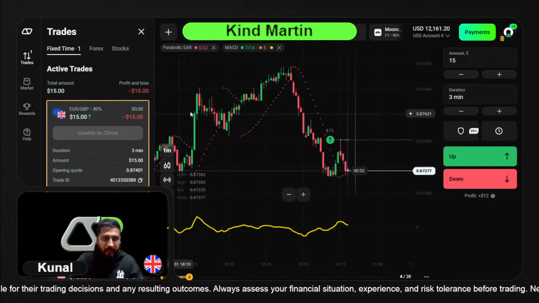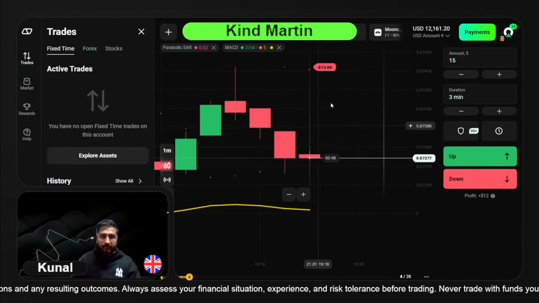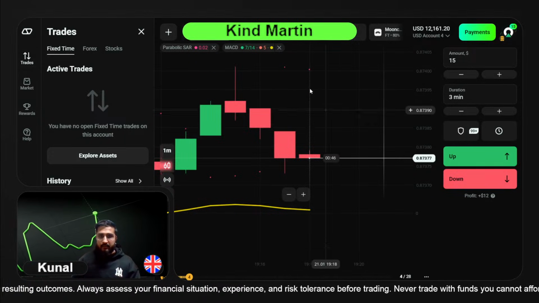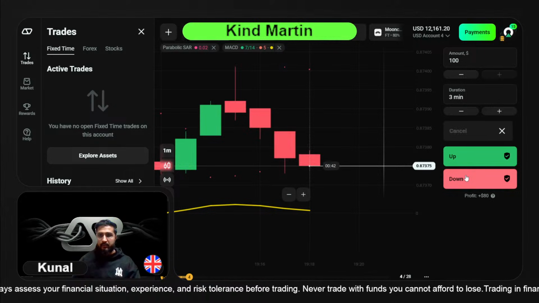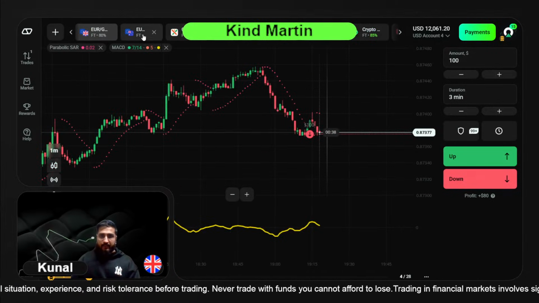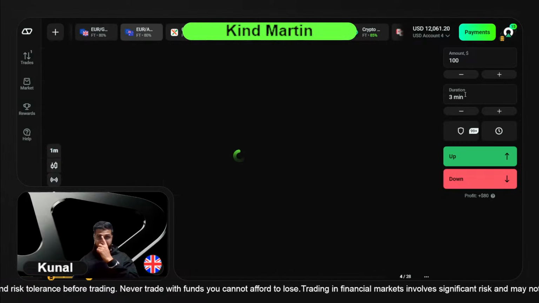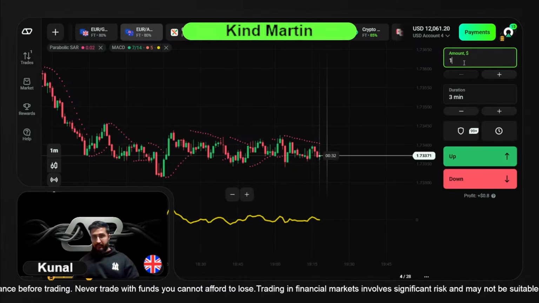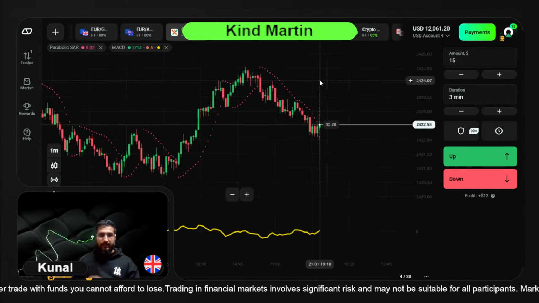Okay, so this trade again went negative. Okay, no problem. So the market is trying to move in the downward direction. Let's take a trade with $100, but with the RFT. Okay, so let's keep on shuffling. In case we get any more signal, I will try to grab that opportunity.